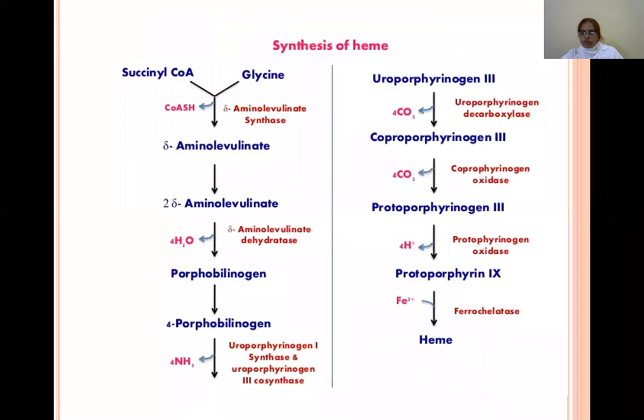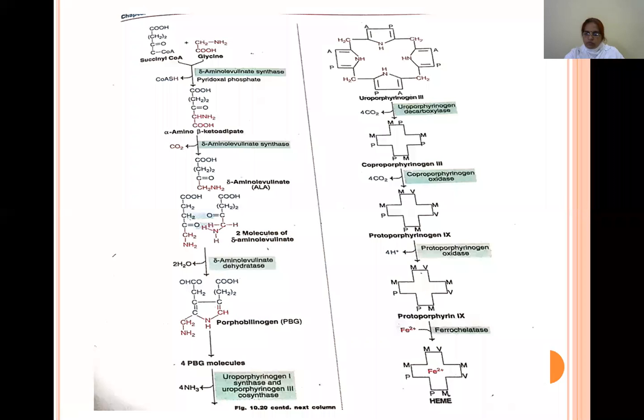Now see the formation of protoporphyrin by protoporphyrinogen oxidase. See here, 2 propionyl groups are replaced with vinyl groups. That is, 2 propionyl groups to vinyl groups.